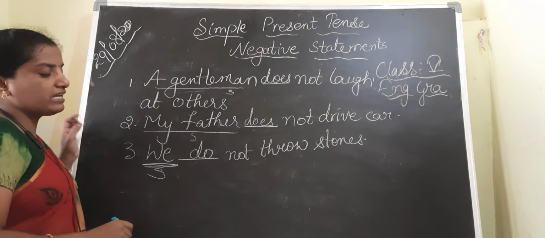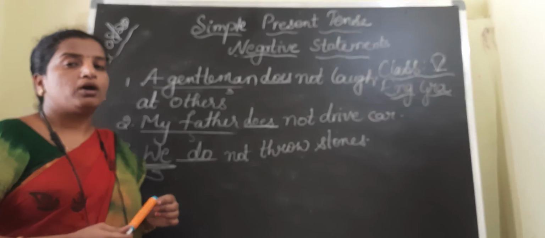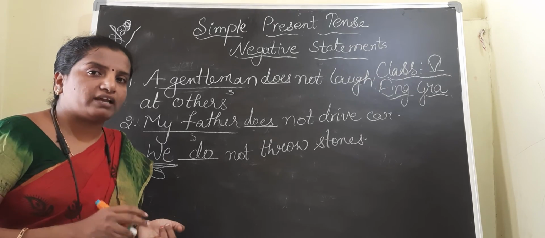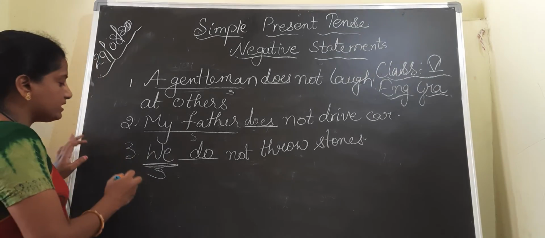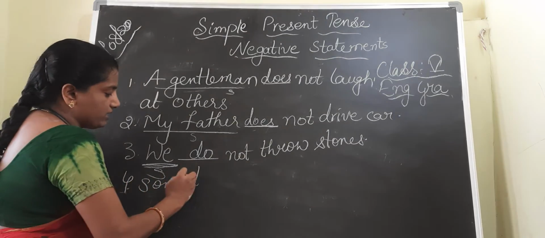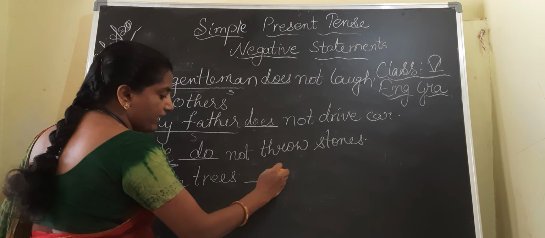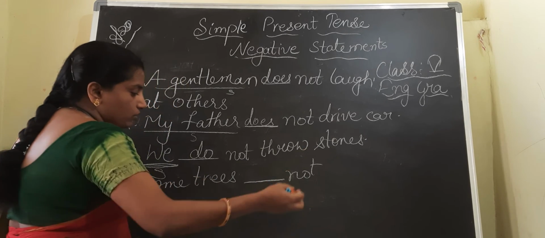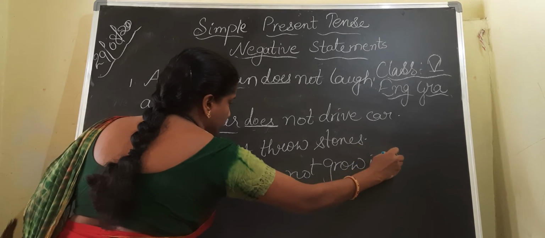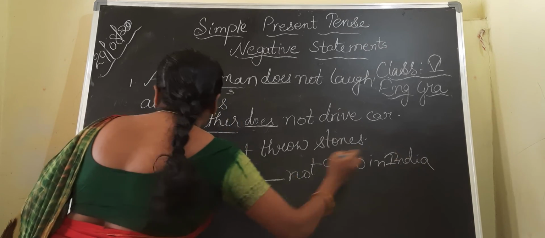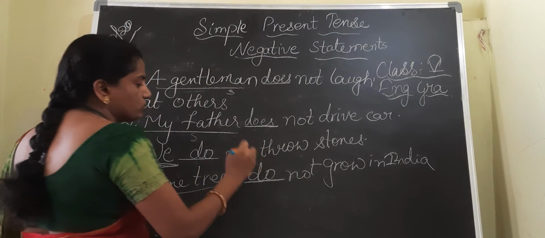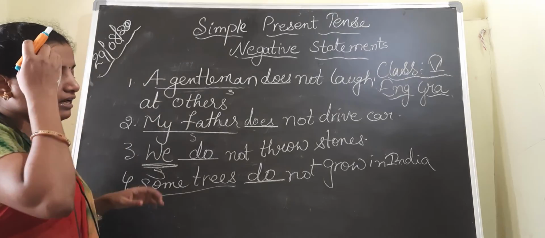In this way, we can easily write the negative form of a given statement if you are clear with the subject as well as with the verb. Let us see one more example, children. Some trees dash not grow in India. If you see the given blank, children, some trees, here some trees is a plural subject. So here you have to use do. Do not grow in India.